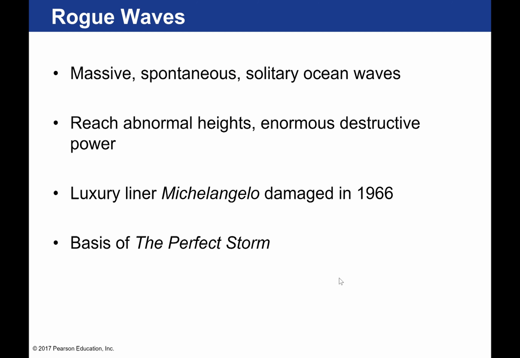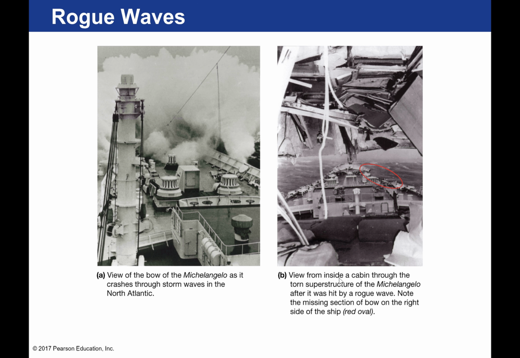I'm going to show you a picture of a luxury liner, the Michelangelo, that was damaged by a rogue wave in the North Atlantic in 1966. In this image on the left, this is the view from the Michelangelo as it's crashing through that rogue wave. The picture on the right shows you the damage after it gets hit by that rogue wave. In this red oval, you can see a chunk of that boat has actually disappeared. It's a missing section. And you can see the damage up top as well.